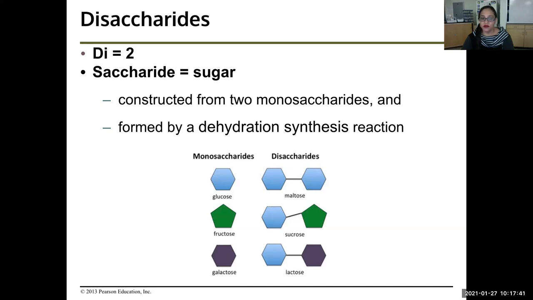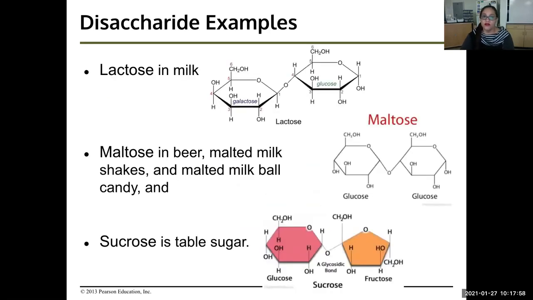If you put a glucose and a fructose together, that's when you get sucrose or table sugar. If you put a glucose and a galactose together, you get lactose, which is the sugar you find in milk. So there's lactose in milk, maltose in beer, malted milkshakes, and malted milk ball candy like Whoppers. If you've ever had Whoppers before, those are malted milk ball candies. And then sucrose is your table sugar.